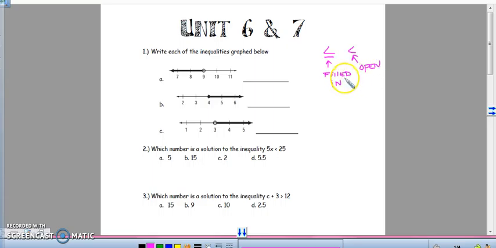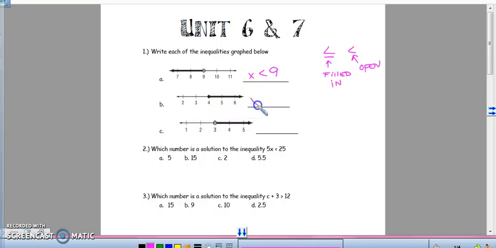And remember, if it eats the letter, it's greater. If it's not eating the letter, it's less. So we'll pick x at 9. Is it going greater or less? It's going less, so it does not eat my letter. Is it open or closed? It's open, so I don't put a little line under it.